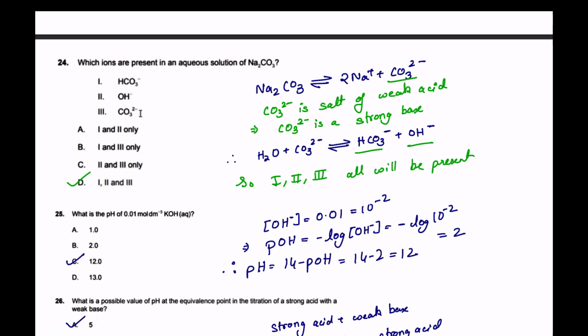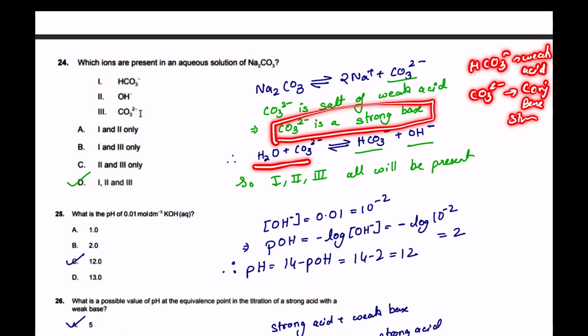Now what happens, as CO3 2- is the salt of a weak acid. CO3 2- is formed from H2CO3, and H2CO3 is a weak acid. HCO3- is also a weak acid. So CO3 2- is a strong base, okay? Because if you have a weak acid, its conjugate base is going to be strong. So HCO3- is a weak acid, so this conjugate base will be strong. So this is a strong base.